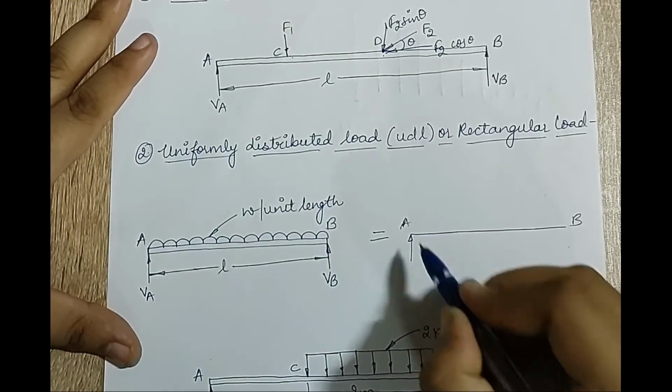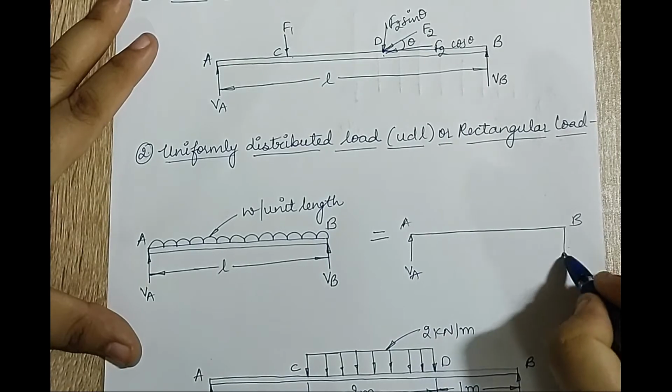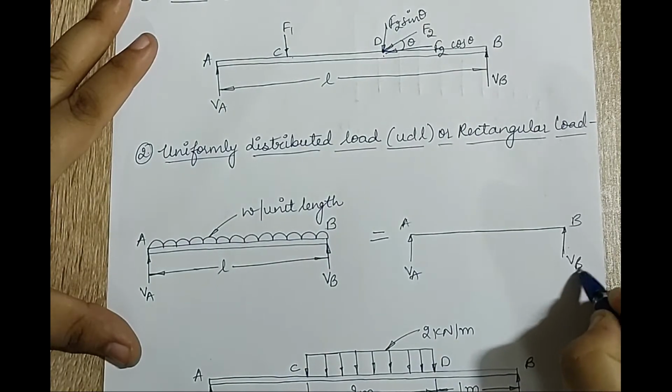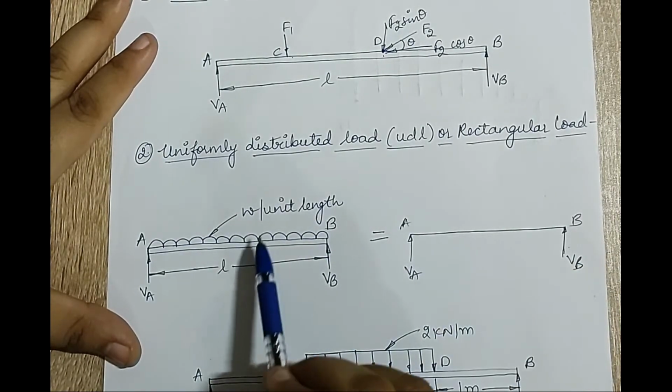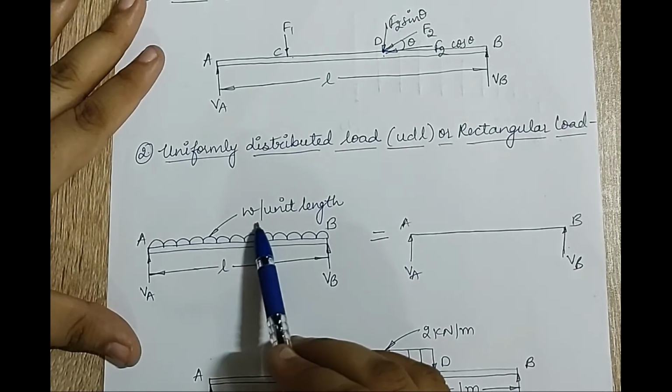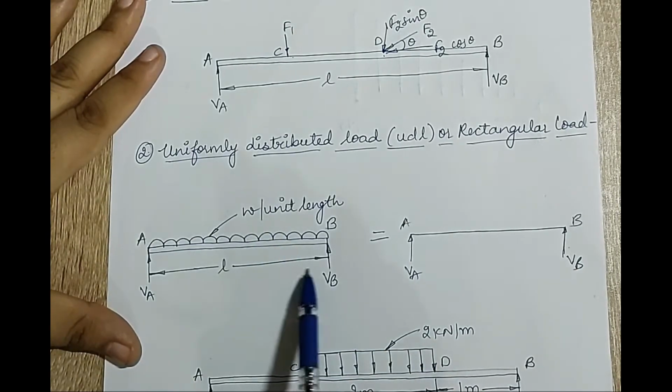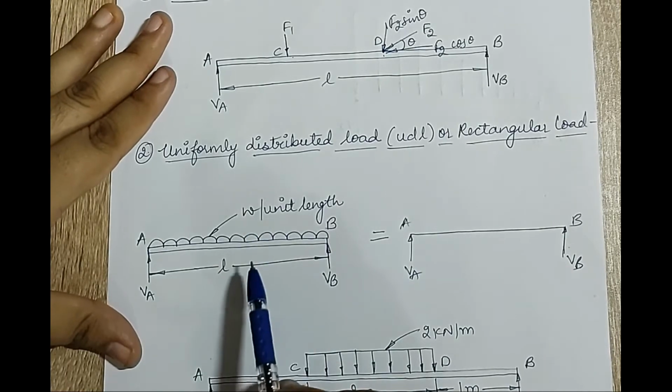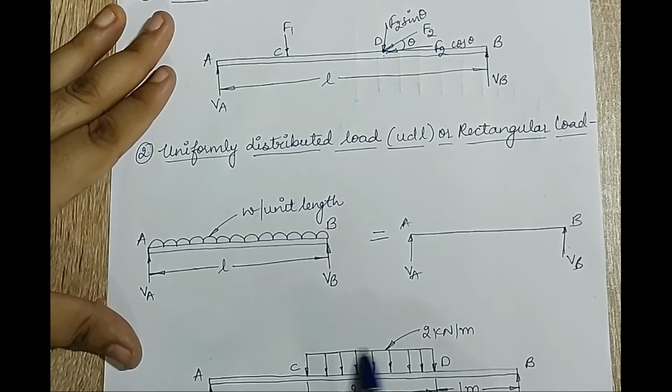At point A, the reaction is VA. At point B, the reaction is VB. Now I have to resolve this force, which is of W per unit length, and it is acting over a length L. So for resolving this, I am going to talk about a rectangle.